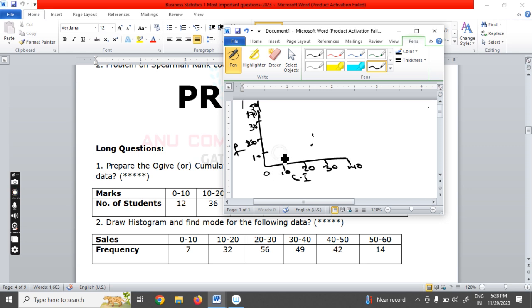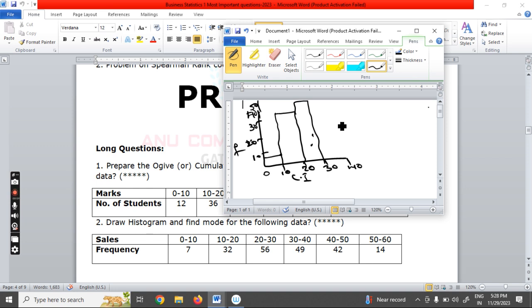What do we have to do now? For 7, you put a dot here and draw one bar from 0 to 10, because it is continuous, starting from 0 to 10. Next, approximately you will get 32 here, so you put the dot here and join. All bars have to be drawn continuously, one after the other. Don't give a gap between one bar and the next. And next, somewhere you will get 56. You draw just like this till 30.